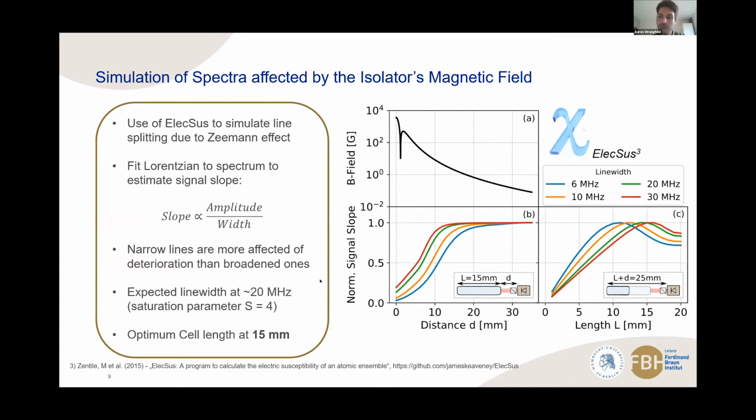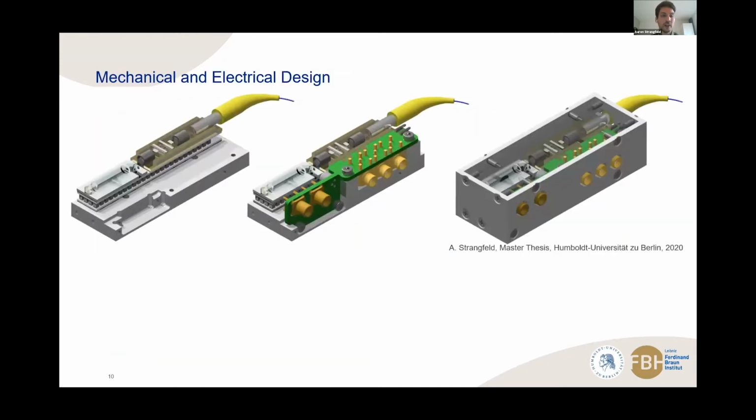As you can see, for the green line with 20 megahertz, there is still some loss. So we lose about 25% at a distance of 10 millimeters, which was the final distance. And after this was settled and deemed sufficient, we could go on to the mechanical and the electrical design. So here you can see how the whole module is set up.